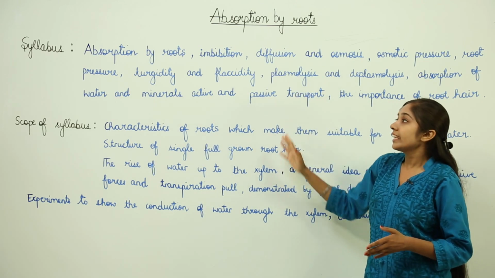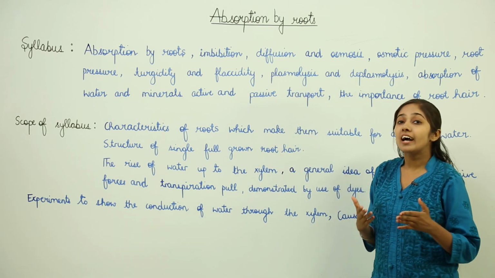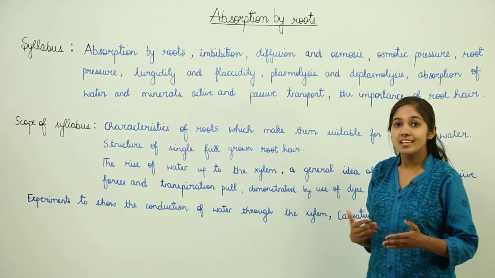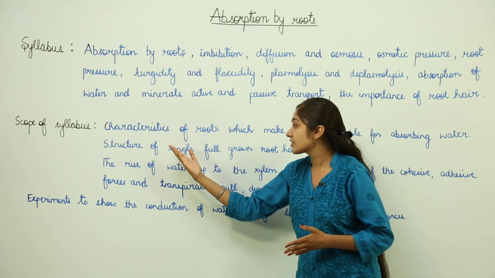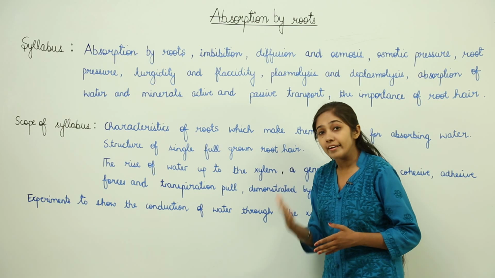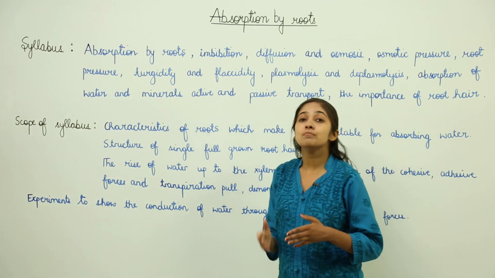So overall in this chapter you will basically understand these processes by which absorption takes place, and when you actually discuss the structure of single full grown root hair, you will come to know about the importance of root hairs. So let us begin with absorption by roots.